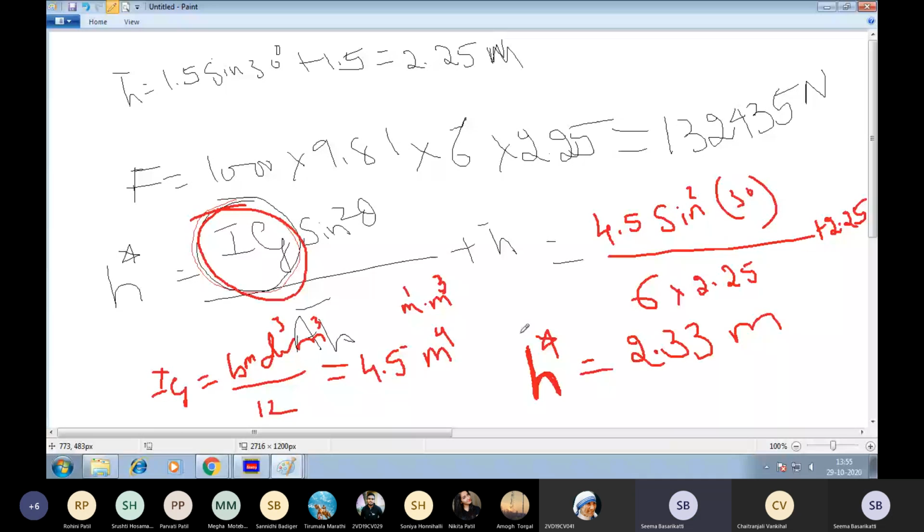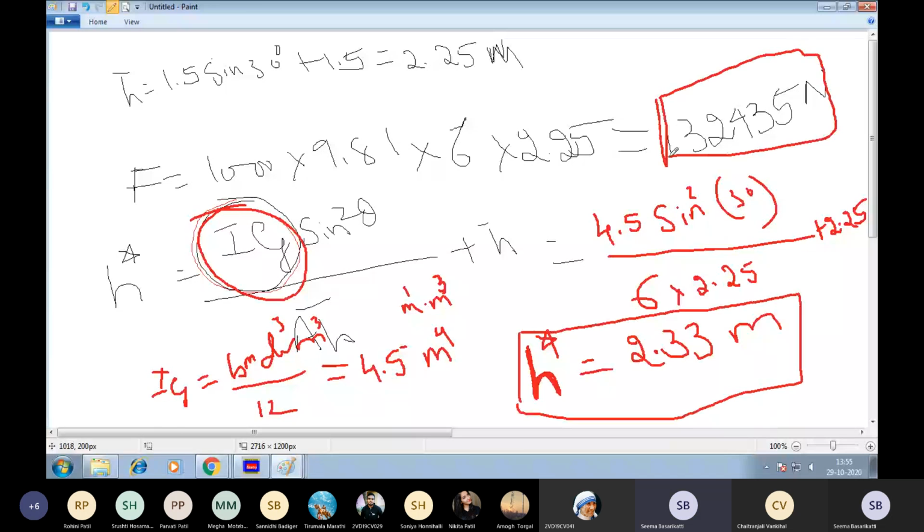And this is the value of F. In tomorrow's class, we are going to solve a few more problems which are very important from the exam point of view. This is a very simple problem.